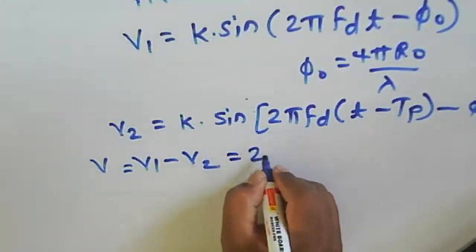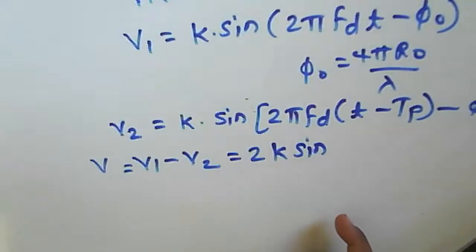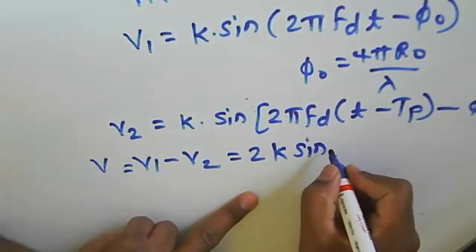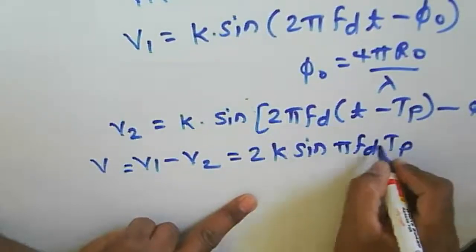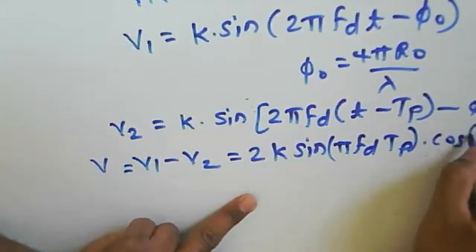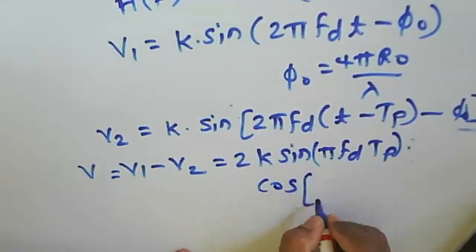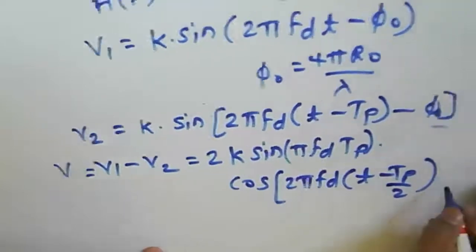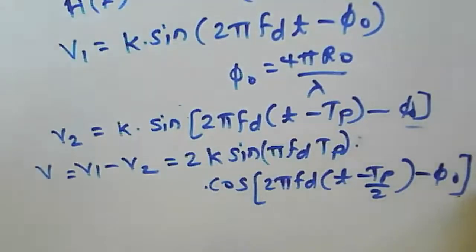And that will be equal to twice k sine of, if you solve it using sine A minus sine B, which is twice sine of (A minus B) by 2 into cos of (A plus B) by 2. So we are getting twice k sine pi f d T p and a cos of twice pi f d (t minus T p by 2) minus phi 0. This one is V, the output.